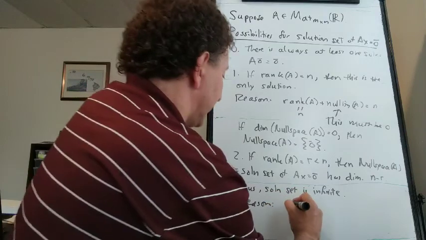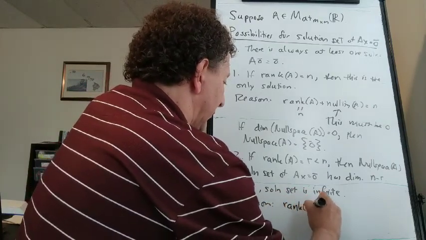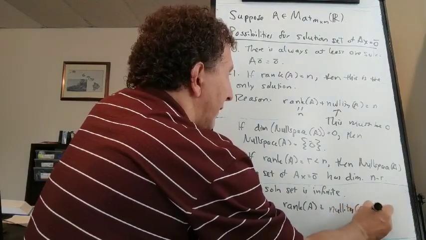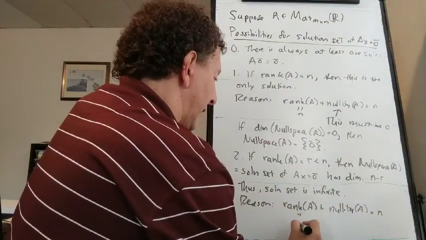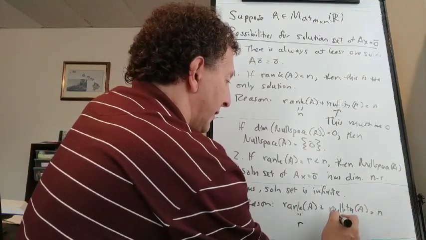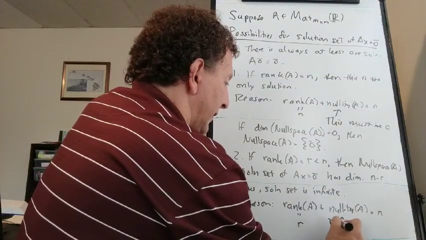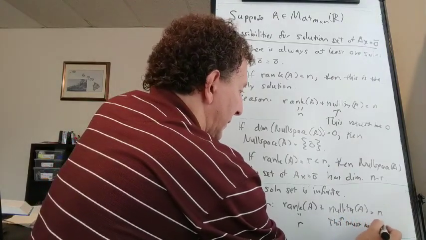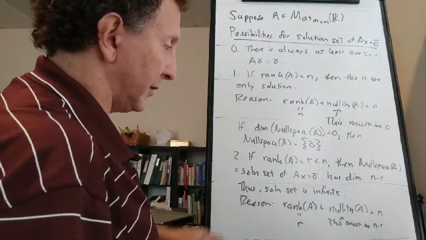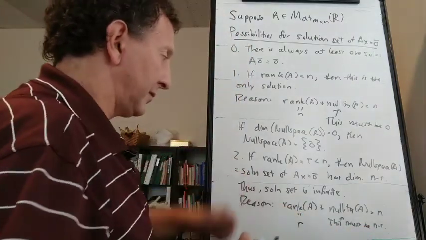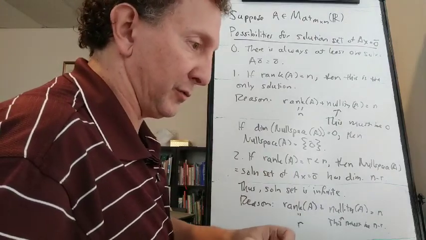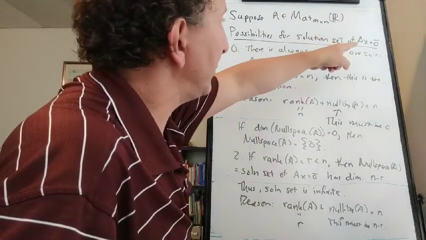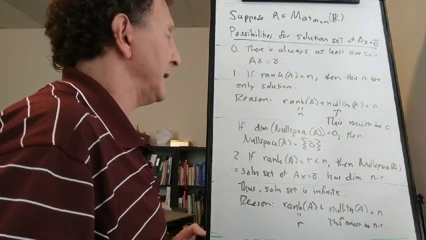And the reason is basically the same reason again. Rank of A plus nullity of A equals n. And if the rank of A equals r, then the nullity of A must be n minus r. So we've got an n minus r dimensional space, which is an infinite set of solutions. Now let's look at the possibilities for Ax equals b in general, b not necessarily equal to 0.